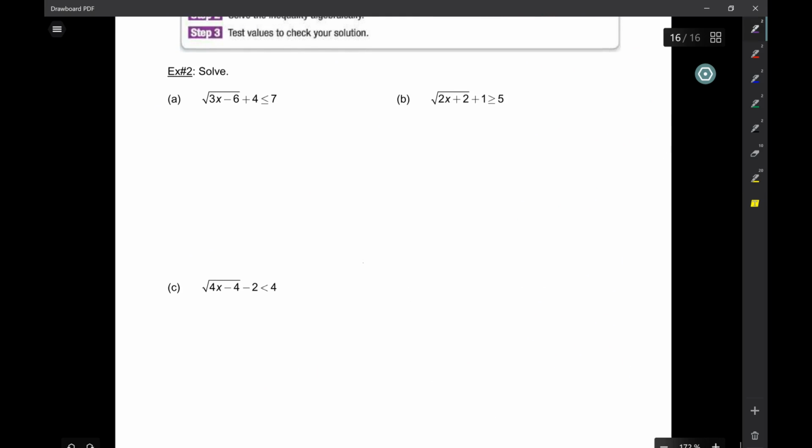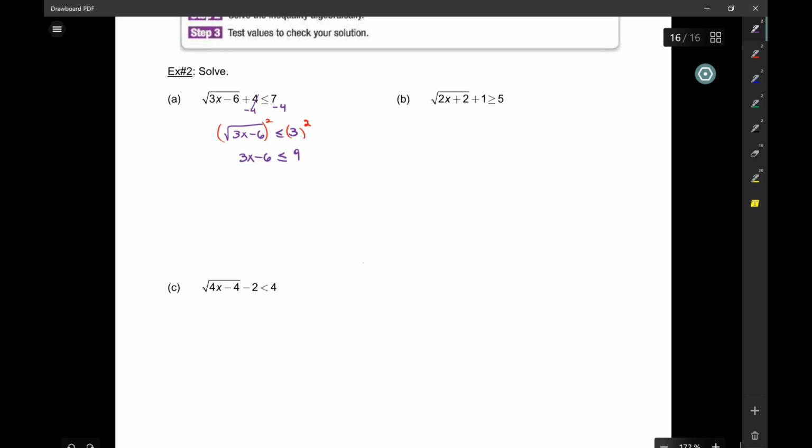So I'm going to take this equation, and you know what? I'm just going to solve it. So subtract 4, and now I have the square root of this less than or equal to 3. Is that right? Yes. Now I'm going to square both sides, right? So I get 3x - 6 less than or equal to 9.